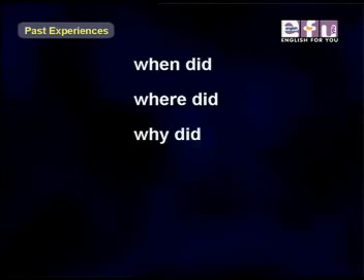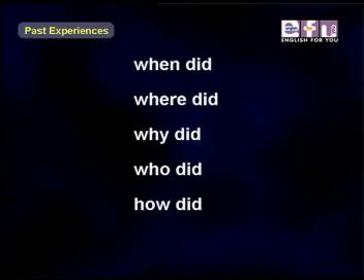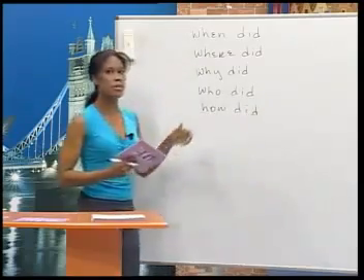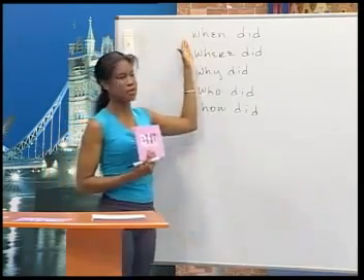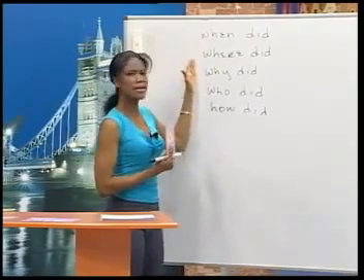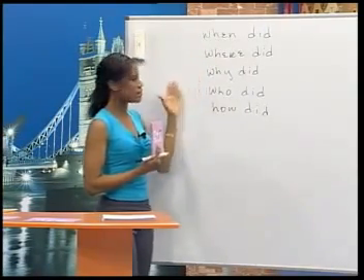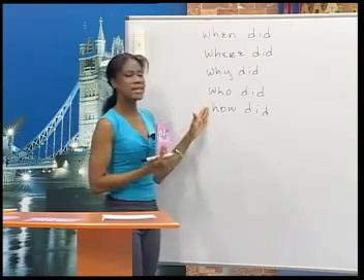So you say, when did, question word and your helping verb together. Or, where did, why did, who did, or how did. So you start with your question word and your helping verb. When did, where did, why did, who did, and how did.